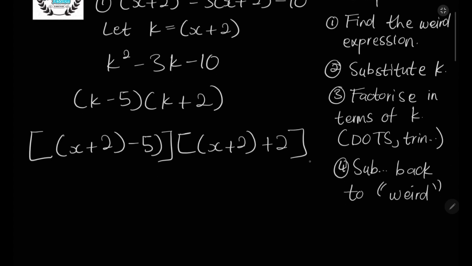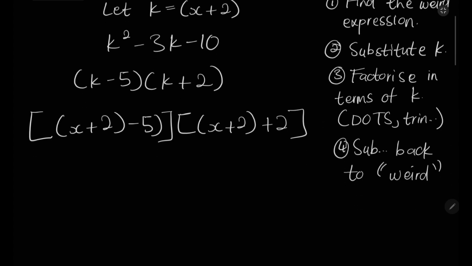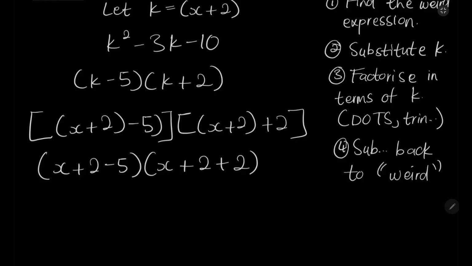In the first bracket, can you see that we have x + 2 − 5, and in the second bracket we have x + 2 + 2. So this should be [x + 2 − 5][x + 2 + 2]. Now let's look for like terms. You have x, and 2 − 5 is negative 3. In the second bracket, we have x, and 2 + 2, which is 4.